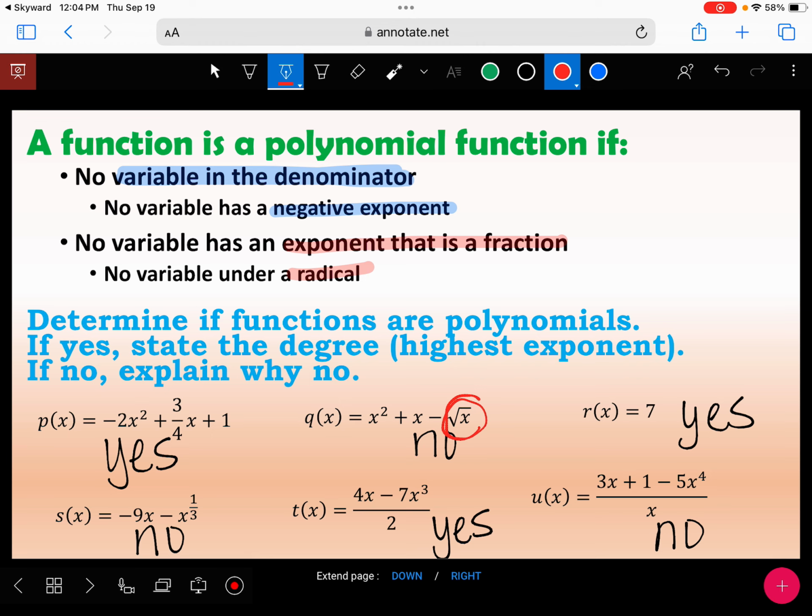The first one, you have a variable that has an exponent. If you have x to the power of 1/3, that's the same thing as saying the cube root of x.